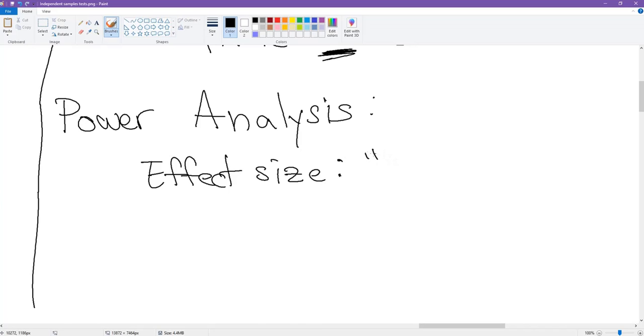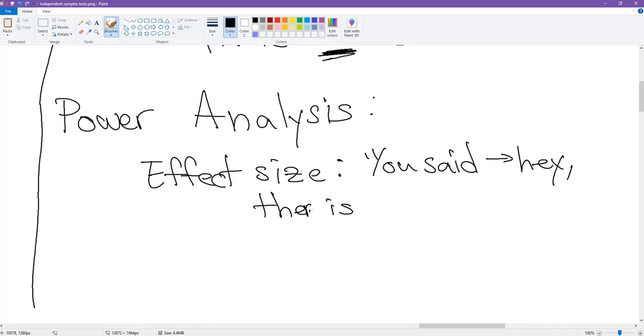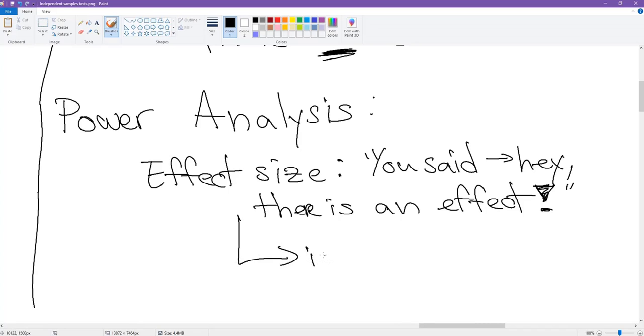You found an effect, or you said, hey, I found something. Hey, there is an effect in my data. That could be a difference between your two dog shampoos. That could be a correlation. What you need to do now is figure out what size is it. Is it small? Is it medium? Is it large?